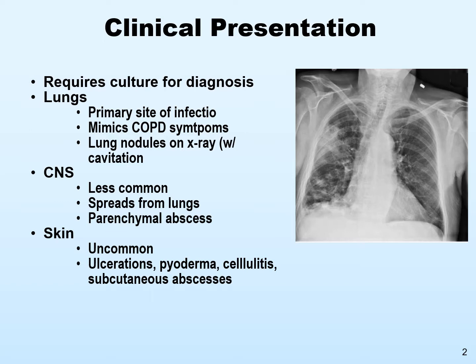Skin infections are relatively uncommon, and they only really happen in people that may have been exposed to environmental pathogens, such as farmers, where an open wound may allow the nocardia to spread to the subcutaneous areas, or the skin. Usually this leads to ulcerations, pyoderma, cellulitis, or some subcutaneous abscesses. But again, this is relatively rare.